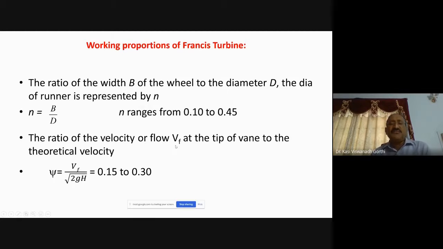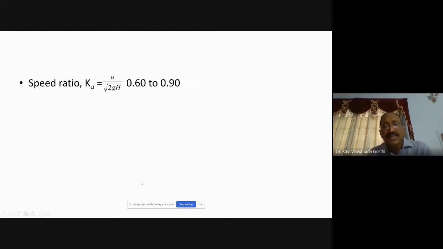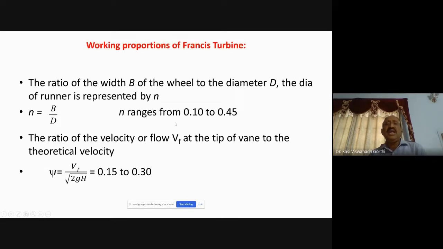The ratio of velocity of flow Vf at the tip of the vane to the theoretical velocity root 2gH is called the flow ratio psi. Psi would be equal to Vf by root 2gH, or the flow component of the velocity Vf would be equal to psi root 2gH. The value of psi may vary from 0.15 to 0.30. Then speed ratio Ku would be equal to tangential velocity divided by theoretical velocity, or U is equal to Ku root 2gH, as we have seen in the previous cases. Value of Ku may vary from 0.6 to 0.99. So these are the three working proportions for the modern Francis turbine.